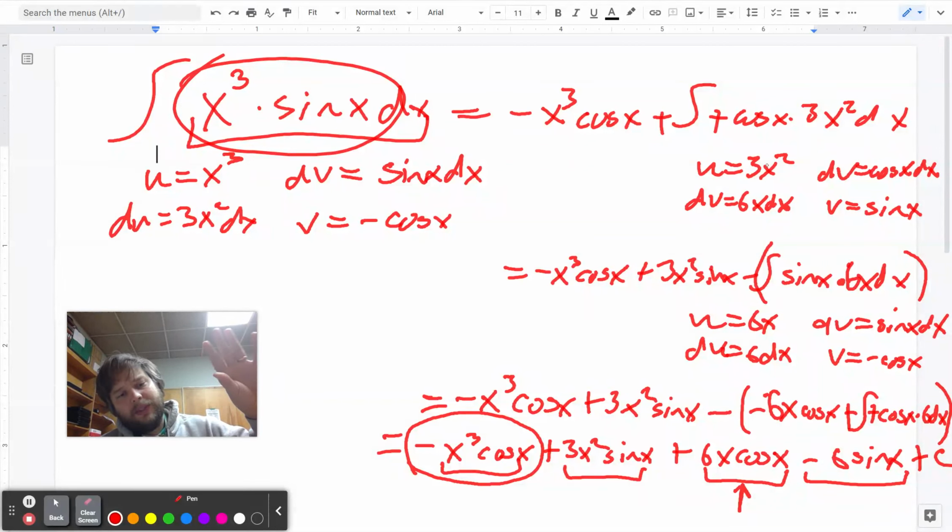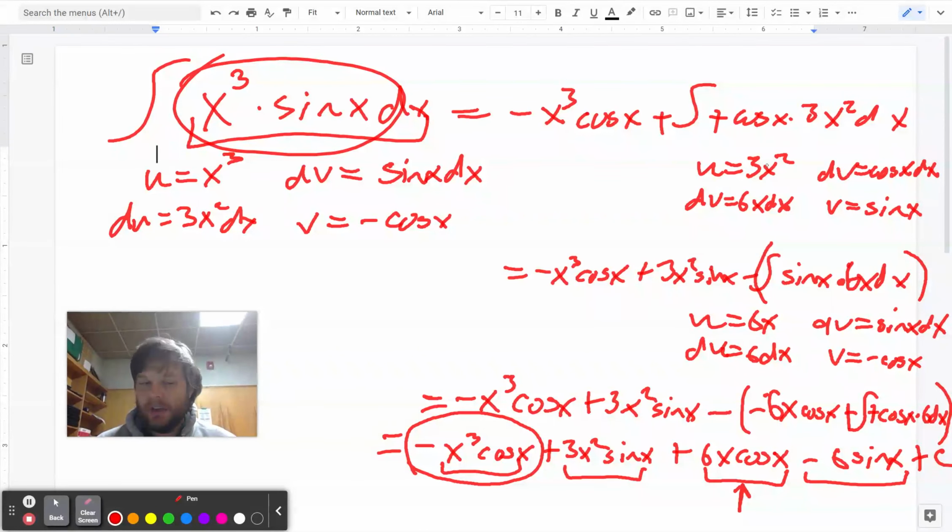This usually happens when you have a polynomial piece times an exponential piece, or a polynomial piece times a trig piece. Because the trig and the exponential just kind of stay the same, and the polynomial goes down one degree every time you do integration by parts until you get down to your final antiderivative. So that's an example of doing integration by parts more than once.